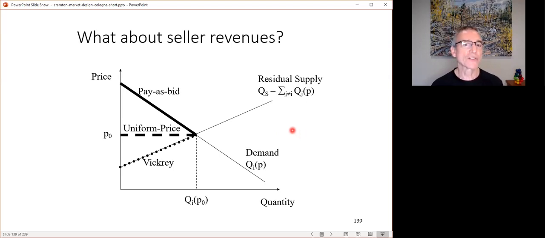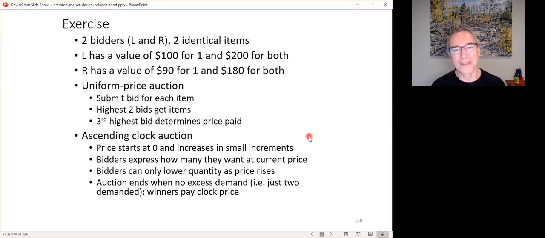Okay, let's turn to revenues. What about seller revenues? It's a lot more complicated than this naive view that just looks at the area under these curves. And we will see that. Let's actually do an example first though.